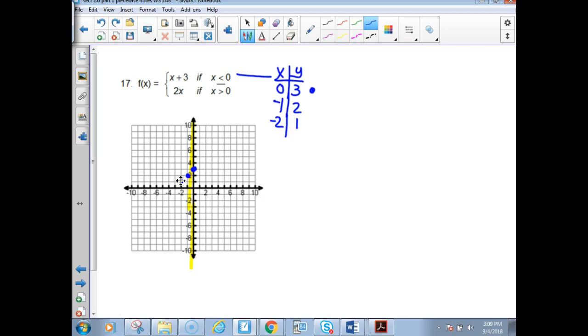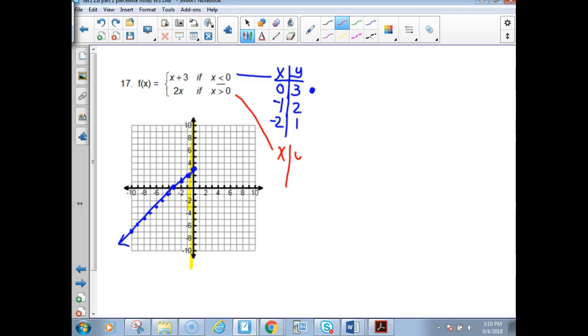Negative 2, 1. The slope is 1. Up 1, right 1, up 1, right 1, or down 1, left 1. So let's get some more points. All I'm doing is using the slope backwards. And then draw in that line and stop at the boundary.